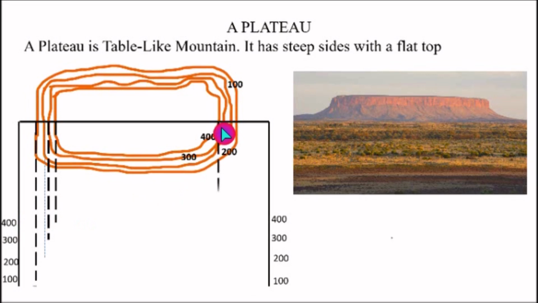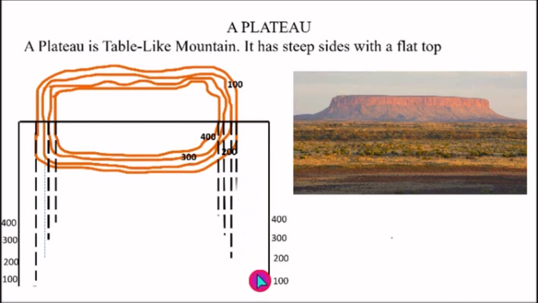Again, we come to the right side. So what contour is this? This is contour 400. So you end at 400. Then you move to the next contour, 300. Then you end at 300. The next contour, 200. You end at 200. And the last contour is 100.